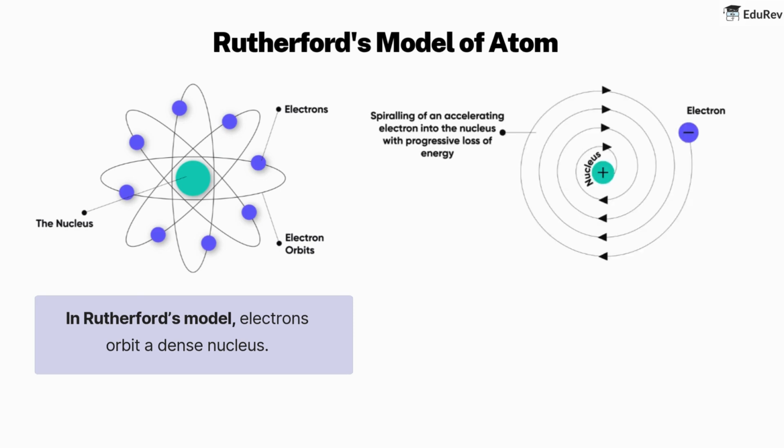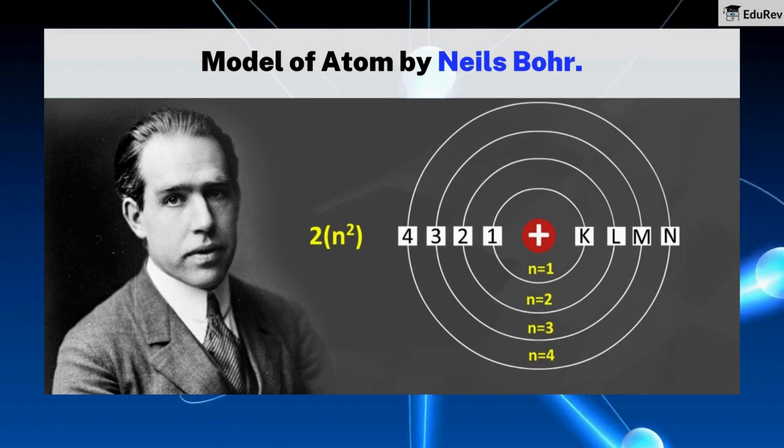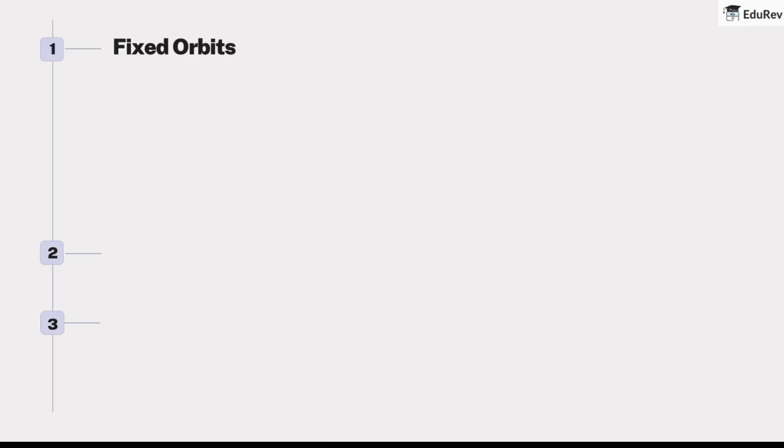But there was a problem with Rutherford's model as well. Scientists realized that if electrons kept spinning like that, they would lose energy and crash into the nucleus. So Rutherford's model also needed an upgrade. Then came the next model proposed by Niels Bohr. Enter Niels Bohr, who fixed the problems in Rutherford's model.